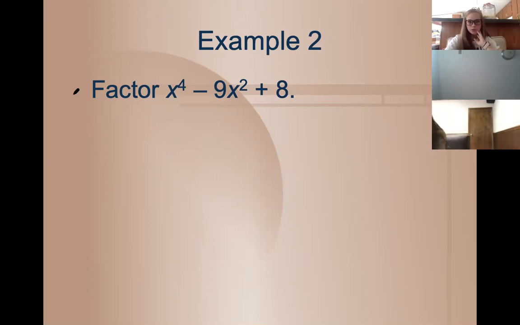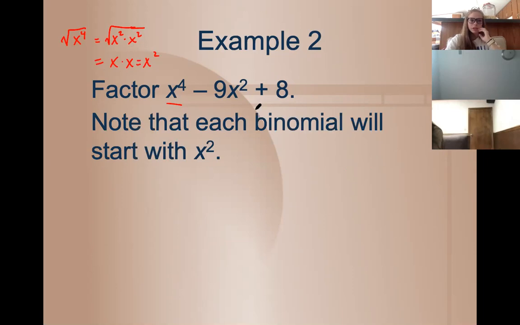Are these perfect square factors? X to the 4th, let's see. Can I take the square root of x to the 4th? That's like saying the square root of x squared times x squared. Oh, square root of x squared, that's x. Square root of x squared, that's x. So yes, x to the 4th is a perfect square, but 8's not a perfect square. So we can't do it that way. So here we go.